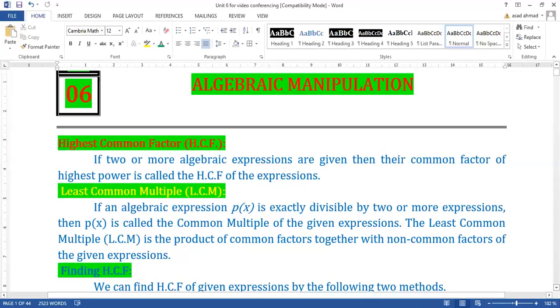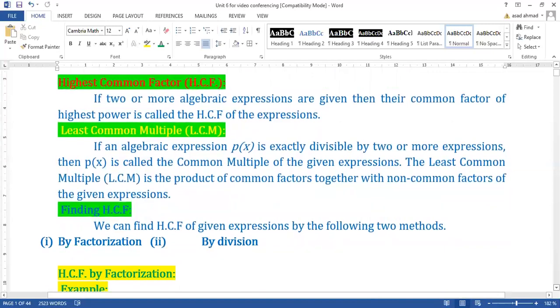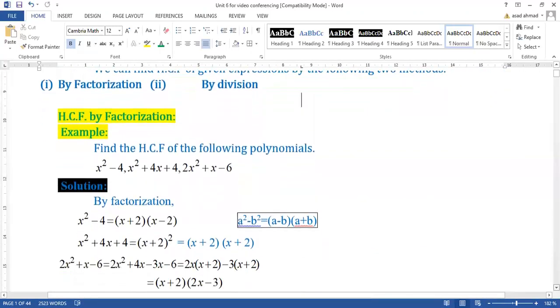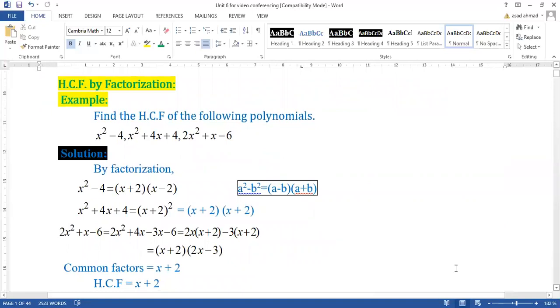Now, if I explain to you, HCF is calculated by two methods. One, as I just told you earlier, is by factorization, and the second one is by division. So for the explanation of HCF by factorization, if we are provided with two or three terms which are algebraic expressions and we want to find their HCF, the process will be that we will first find their factors.